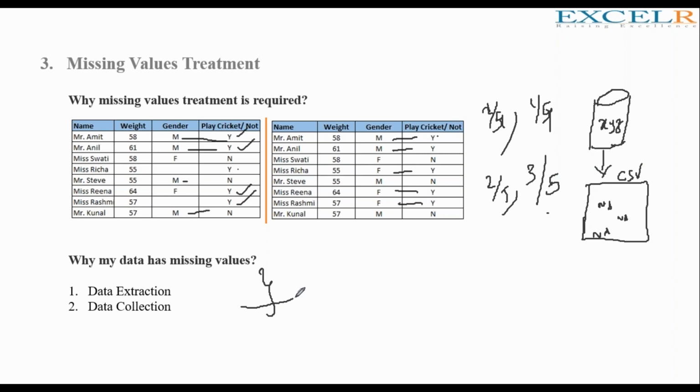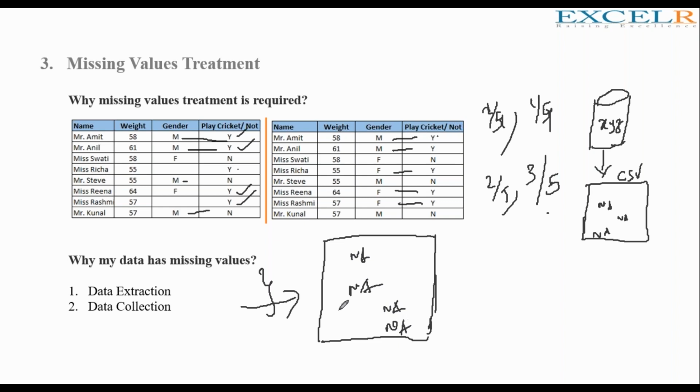Another reason is data collection. It takes a lot of time and money to collect data. It's not a very easy job, right, friends? So while collecting the data, if wrong entries are made, or for any number of reasons, your data can end up having NA values. So majorly you have these two reasons why your data has NA values. And this is the reason why you have to impute all the variables in your data set.